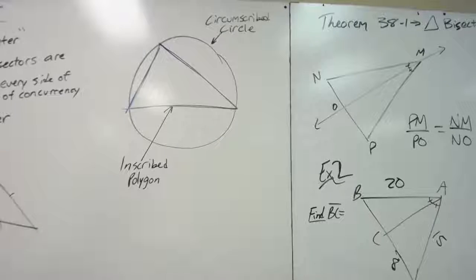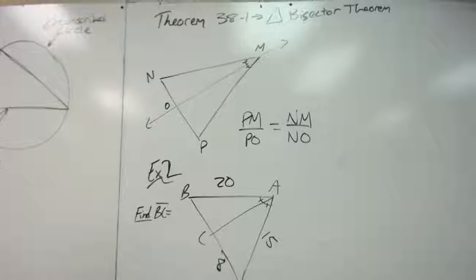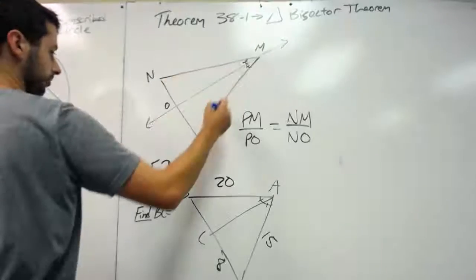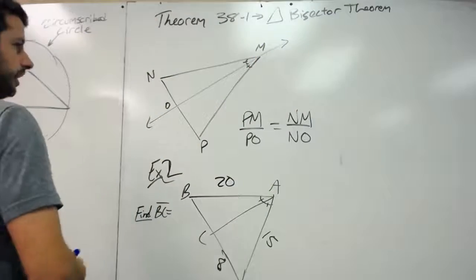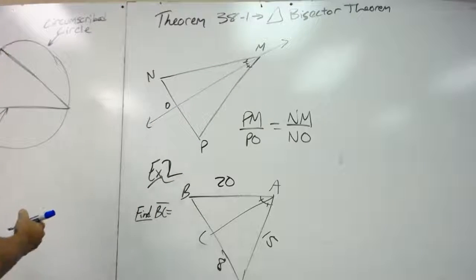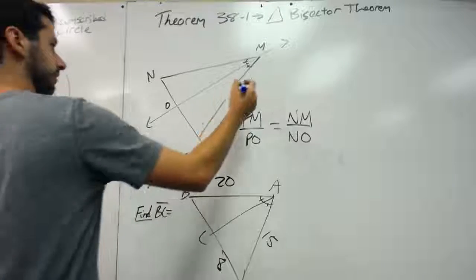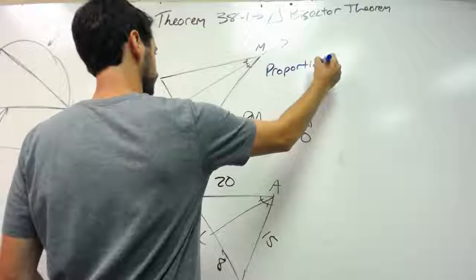And then we're going to look at one theorem and actually use some algebra here. Theorem 38.1 is the triangle angle bisector theorem. And what that looks like is, say you have triangle NMP, and we have this line that cuts through the triangle and bisects angle M. Well, what we can say is we have now created a proportion. And they're proportional.